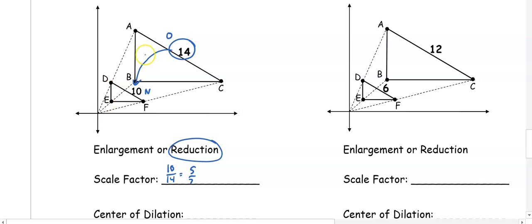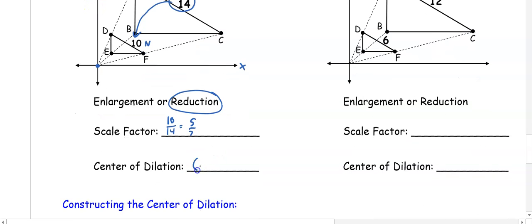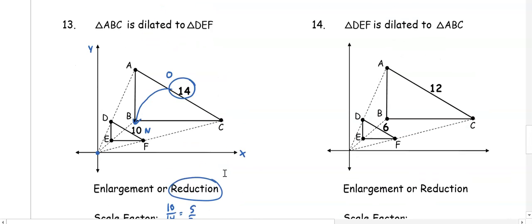The center of dilation. So we see these dotted points that are going to this center point. Remember, if this is the x and the y axis, then our center of dilation is going to be the origin at (0, 0).